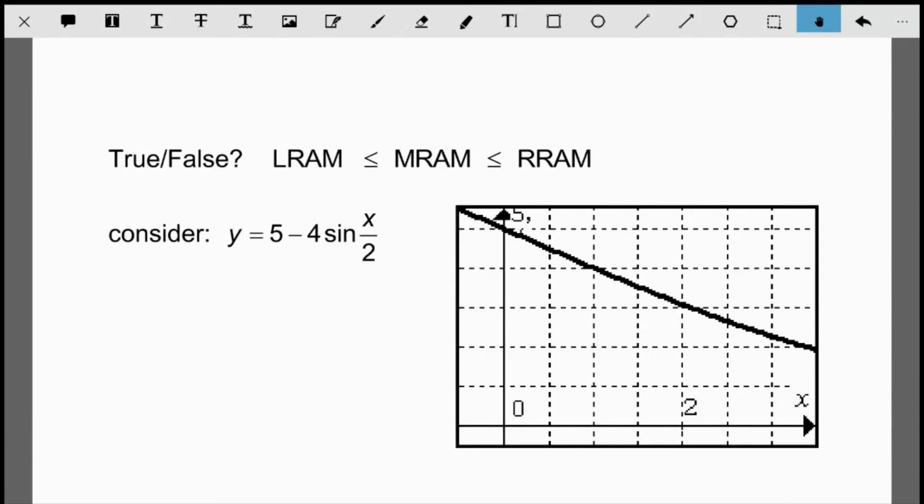And it says, let's consider this function, 5 minus 4 sine x over 2. And it looks like we're looking at the interval, maybe from 0 to about 2.5, close to 3. So let's think about a left-hand, a right-hand, or a midpoint approximation. Let's take a look at the graph here.